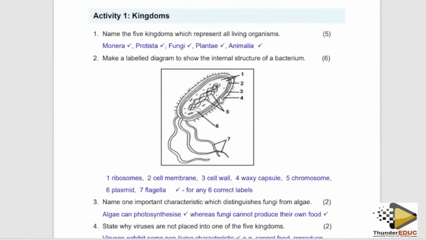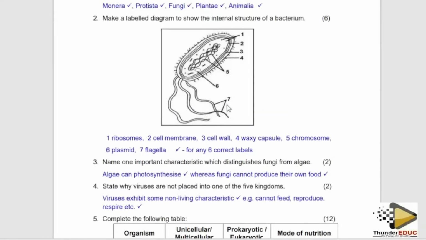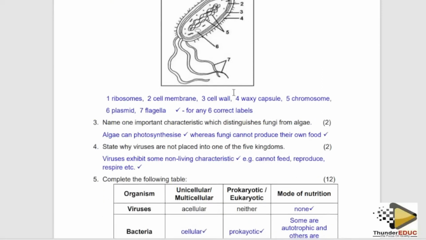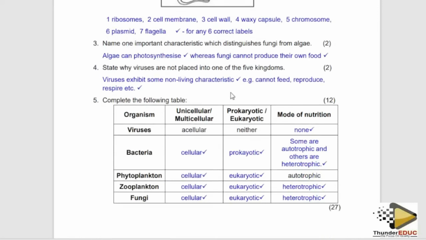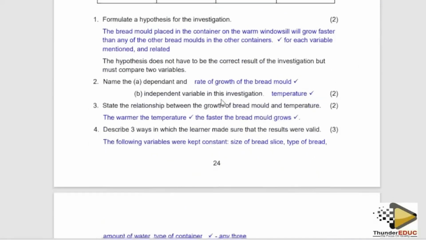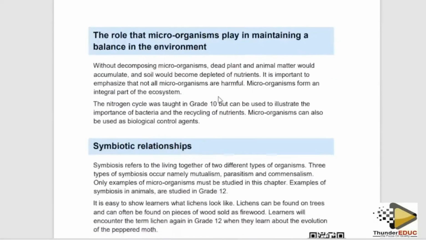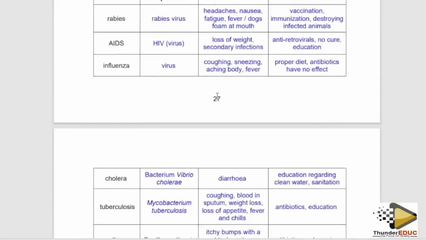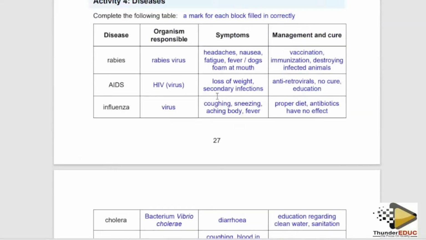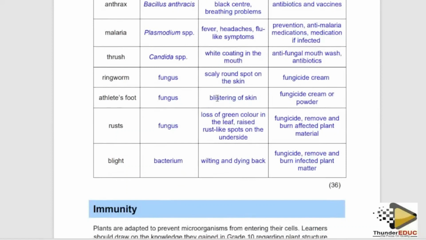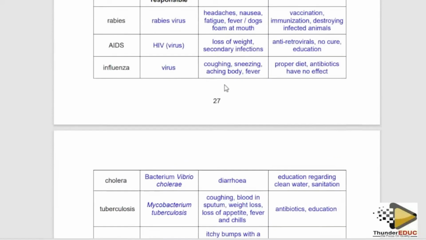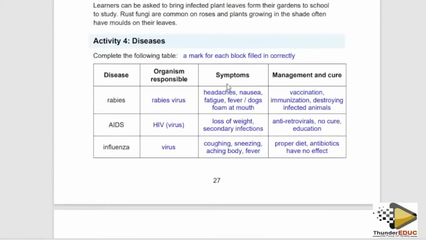Structure of a virus, check how it looks. If you still want this booklet, the questions and answers, I can send it to you, or you can download it from Thunder Educ. Then let me show you here. Yes, you see this table I was talking about. But now these are a lot of diseases. This is what I was talking about.